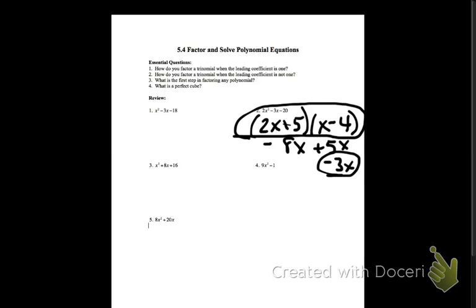is 1 on the trinomial, so I can think of 2 numbers that multiply to give me 16, add to give me 8, positive 4 and positive 4. No need to guess and check on that one.